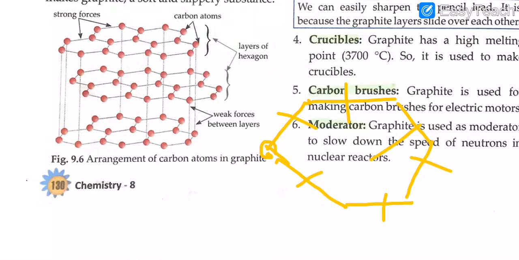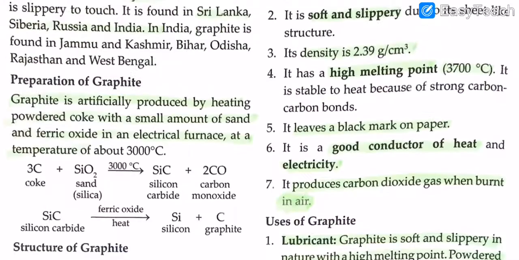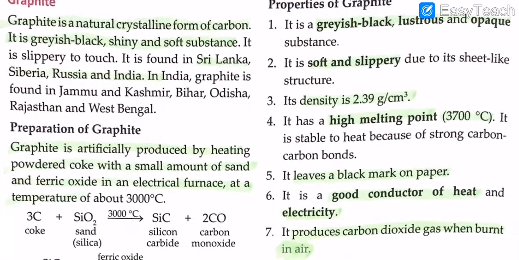So there are 6 sides, and over here you see these are the weak forces, and that is why it is soft and slippery. It always slips off here and there, it slides above one another, and that is why it's a soft and slippery substance. Okay, let's go up now again.